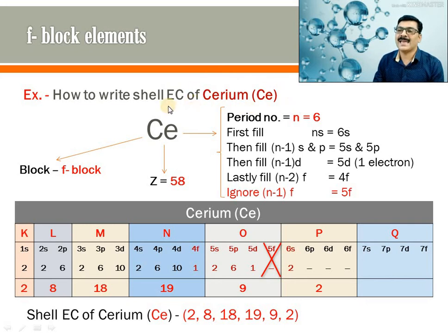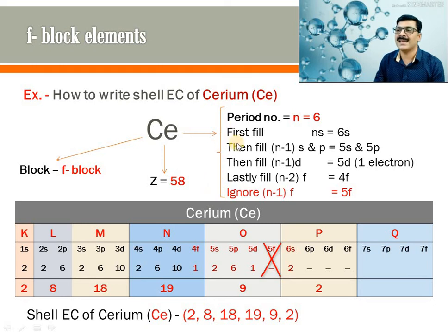And cerium is a lanthanide series element, so it is an f block element and its atomic number is 58, 57 for lanthanum and 58 for cerium, and it is present in the 6th period, which means the value of n is 6. Now, for writing the shell electronic configuration of an f block element, you have to remember the 5 things.